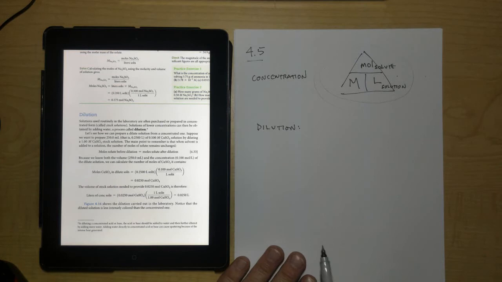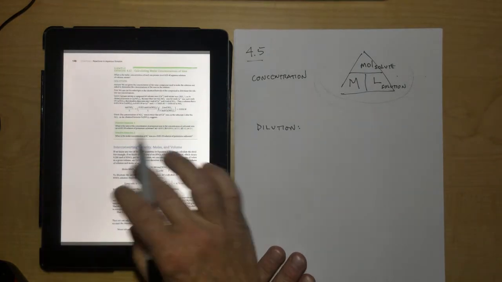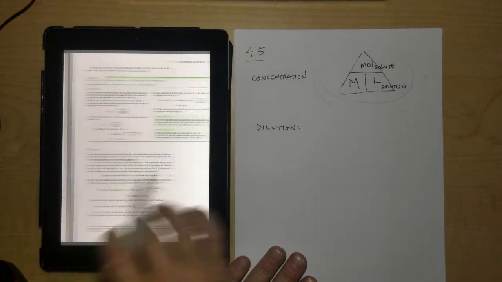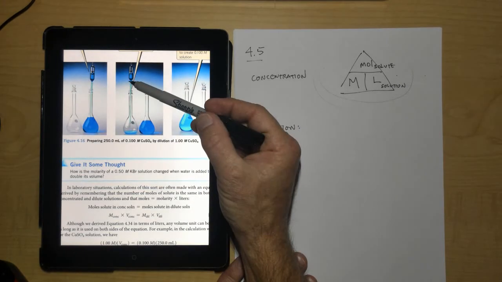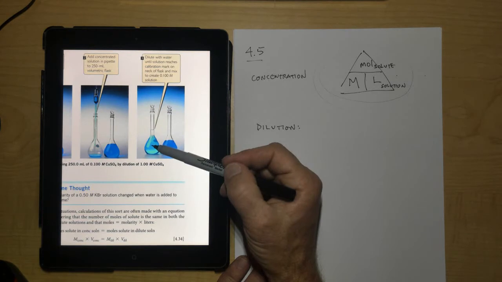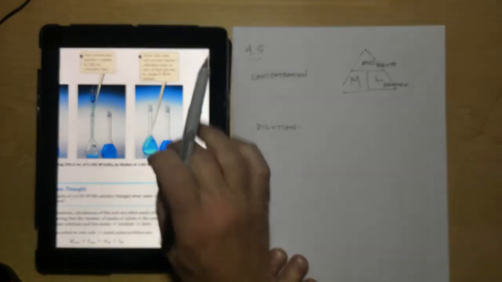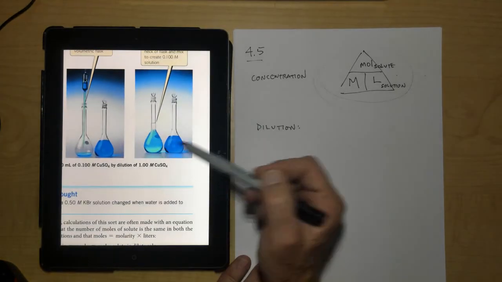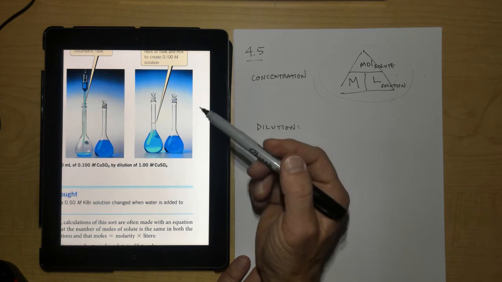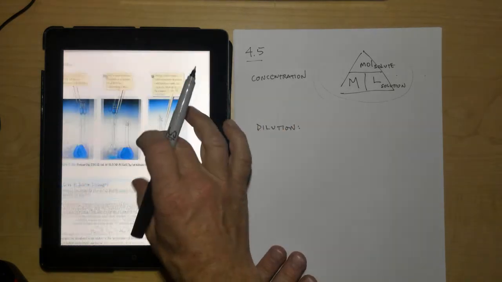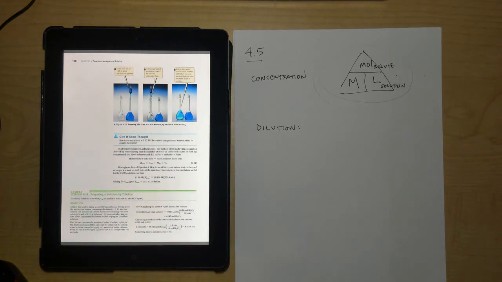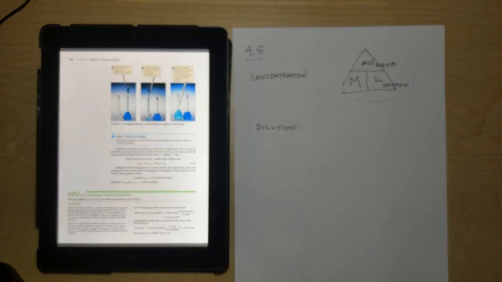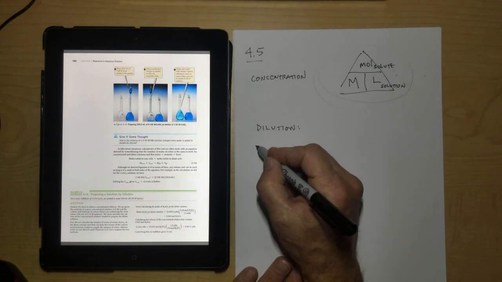So dilution means that you have a solution. There's probably a picture in here. Yeah, here we go. We have a solution, and then we take a certain amount of it out, and then we add water to it. You can maybe even tell that this one's a little bit more clear than this one. When you add water to something, you are diluting it, by having less of the moles of the stuff in there than before.